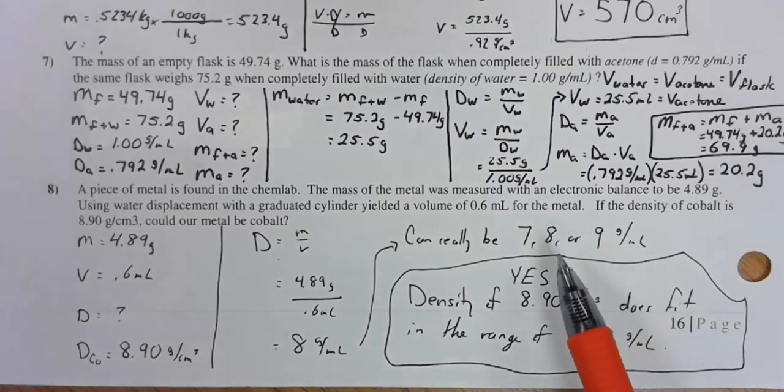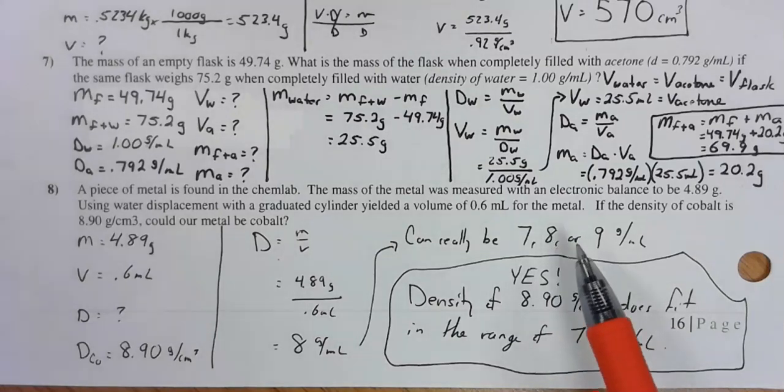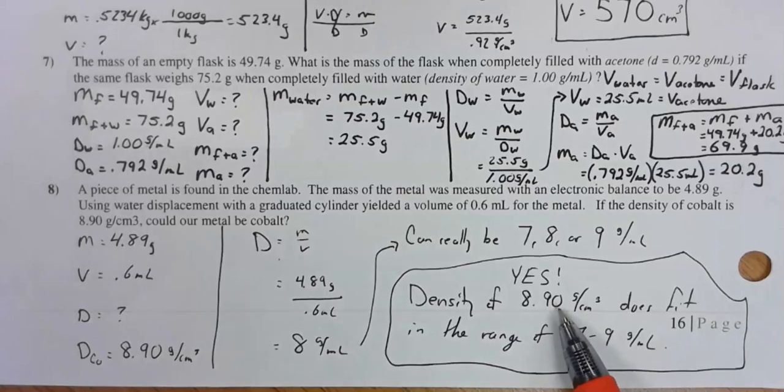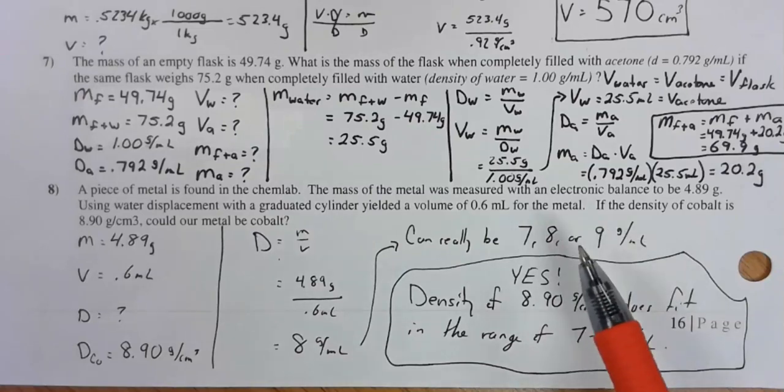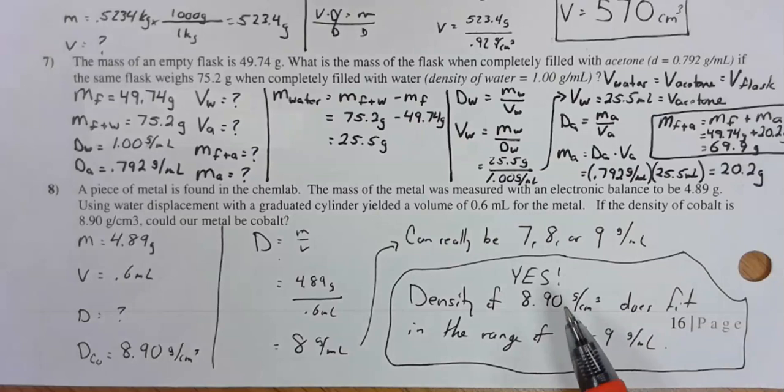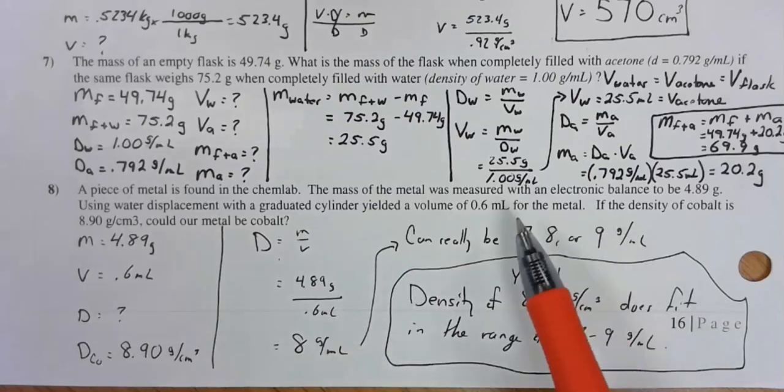So you want to ask yourself, does that range between 7 and 9 overlap with 8.90 grams per centimeter cubed for the cobalt? 8.90, that 0 is significant, so it could be uncertain to that hundredths place. So this density could be 8.89, 8.90, or 8.91. Clearly that overlaps between 7 and 9. So yes, this mystery metal can potentially be cobalt, because we were so limited with the graduated cylinder that we used.